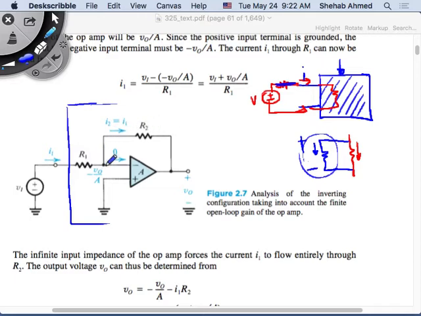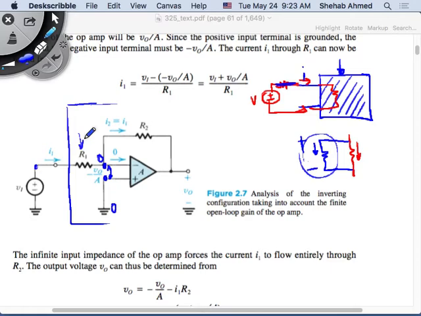Because I have feedback, we know that these two points are virtually connected, so the voltage at these two nodes is the same. Assuming the gain is very high, the voltage here is 0, hence the voltage here is also 0. So this current is going to be due to this voltage applied on this resistor. So this, in this case, is the input resistance.